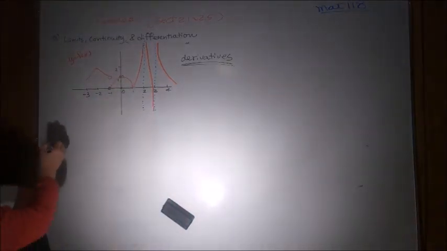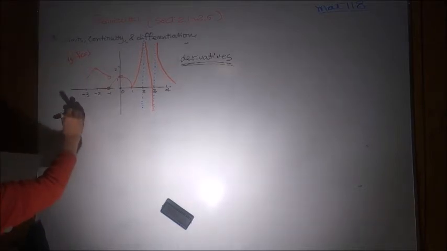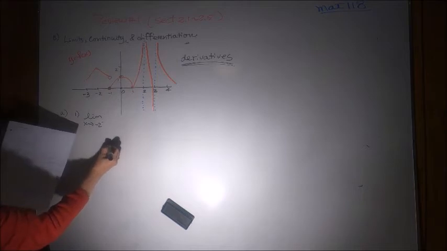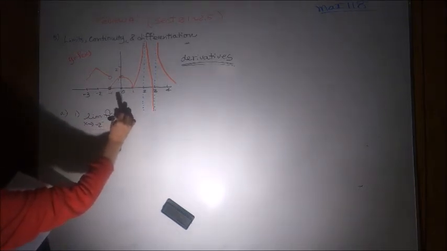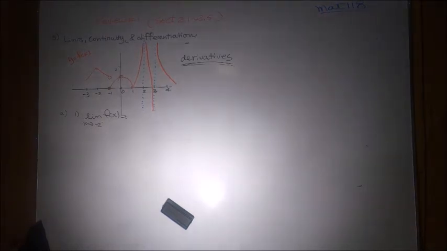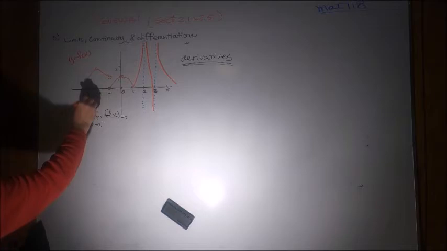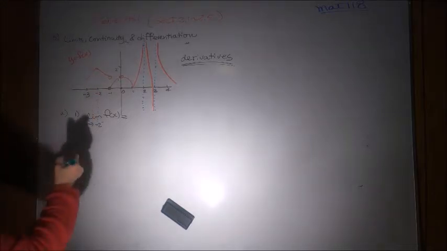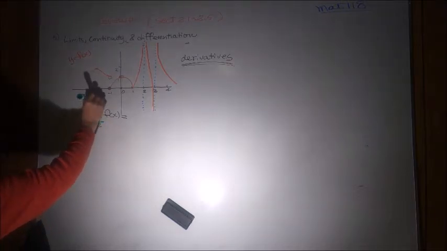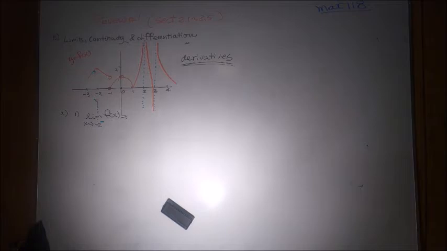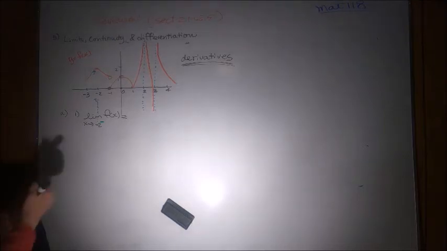So let's do some limits first. For the limit as x approaches negative 2 from the left of f of x, what does it mean? What do we need to do? If my x is negative 2, which is here, and it approaches from the left-hand side, approaching from here, what's my limit of f of x? What is my f of x bounded by?